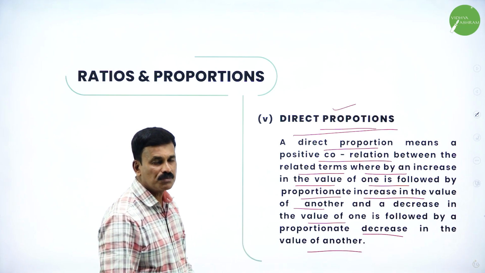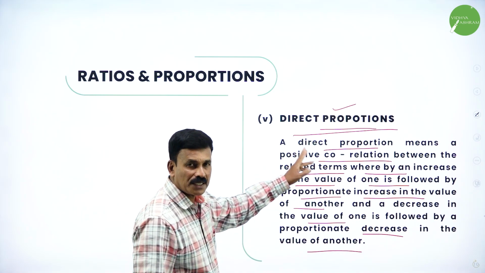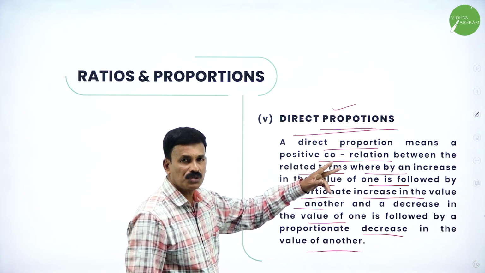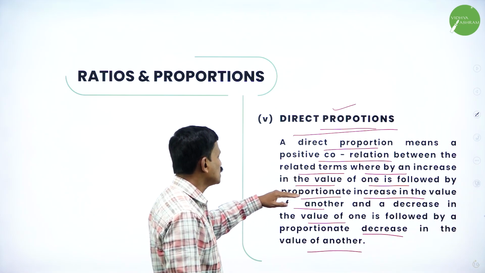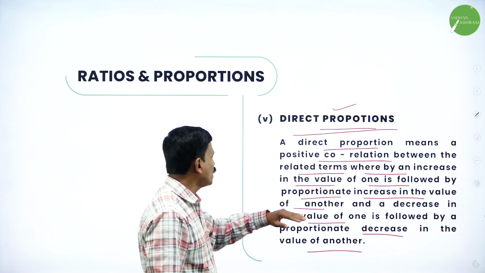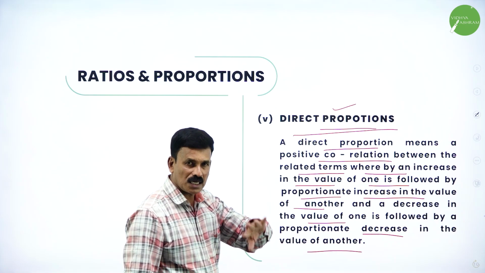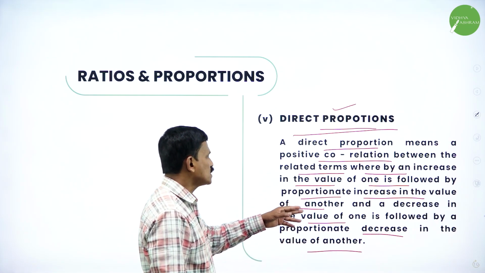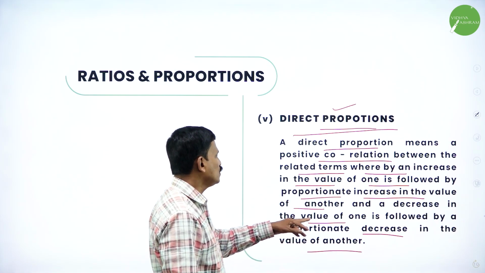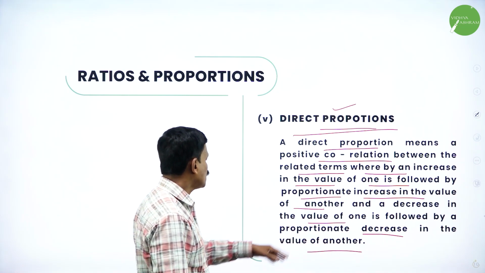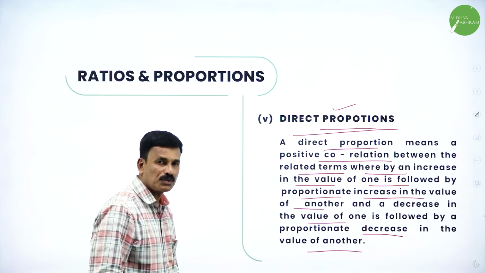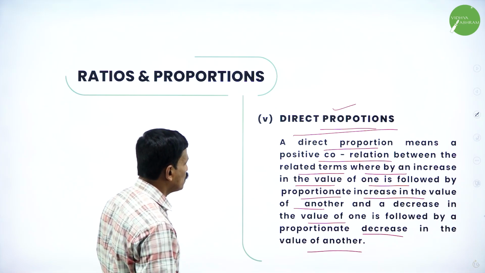Very important concept. See here, how to define a direct proportion: it is a positive correlation between the terms whereby an increase in the value of one is followed by a proportionate increase in the other. Similarly, if there is a decrease in one value followed by a proportionate decrease in the other value, such a proportion is called a direct proportion.